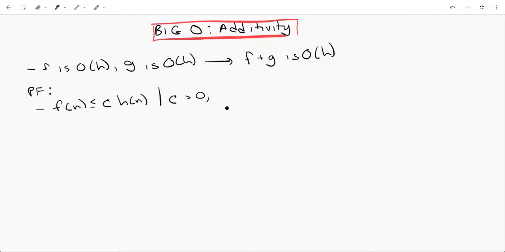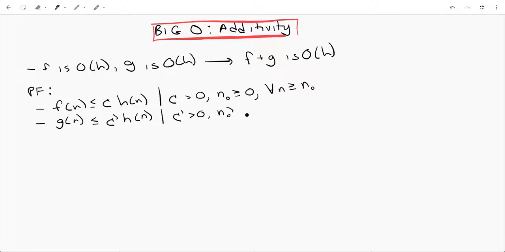And then we've got our minimum input size n naught greater than or equal to zero, and all n are going to be greater than or equal to that n naught. Then we've also got g of n less than or equal to, again, we're going to use c prime because we don't know if these are the same or different, but it's just a constant anyway, so it doesn't really matter, times h of n, with c prime greater than 0. Then again, n naught prime greater than or equal to 0. These might be the same, they might not be. Does not matter. And then finish up that boilerplate.